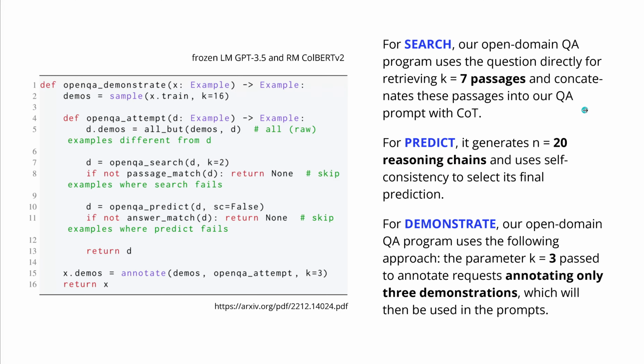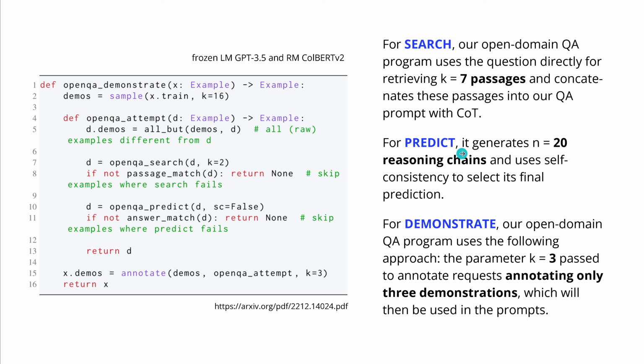Great. Now, they ran some real tests. They say, for the search phase, let's say we have an open domain question and answer. Our program uses the question directly for retrieving 7 passages. And those 7 passages are concatenated into our question and answer prompt with a chain of thought.